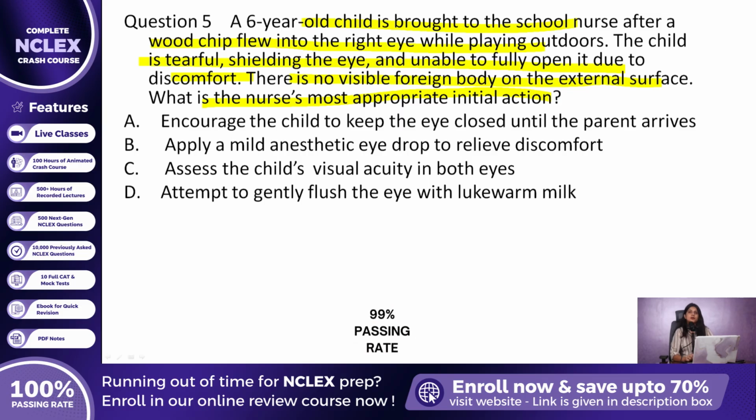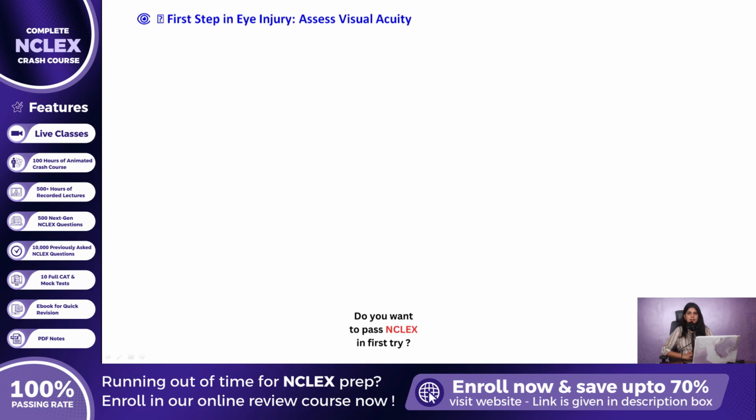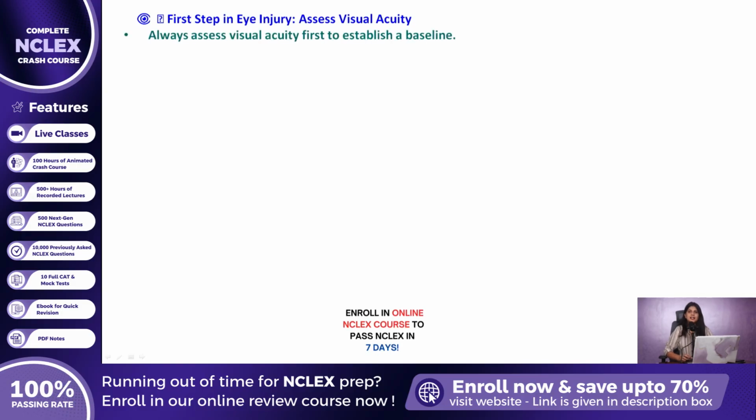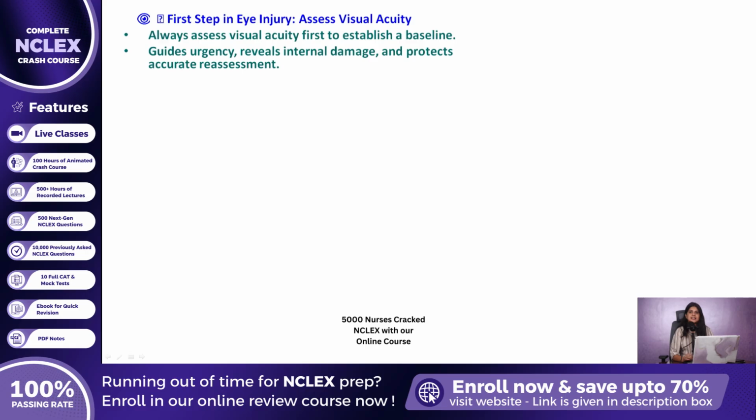Now moving into the best clinical decision, the correct answer is option C. Assess the child's visual acuity in both eyes. This is the very first and most appropriate step in managing any suspected eye injury. It provides a vital baseline for comparison and helps guide the urgency and direction of care. Whether or not the object is visible, assessing visual acuity helps determine whether the eye's internal structures are compromised.